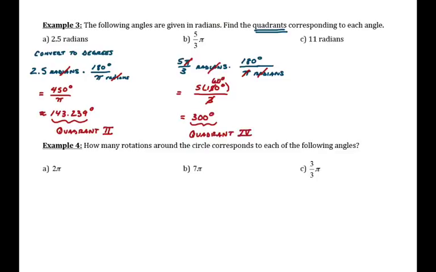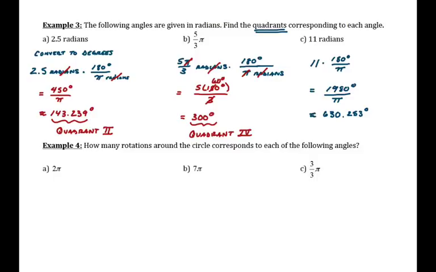And then for 11 radians, I would do the same thing. I want to convert that to degrees, just so I have an idea of where that is. So multiply by 180 degrees over pi radians, and that would give me 1980 over pi degrees. And that gives me, in my calculator, just to get an idea of what that is, 630.253 degrees.